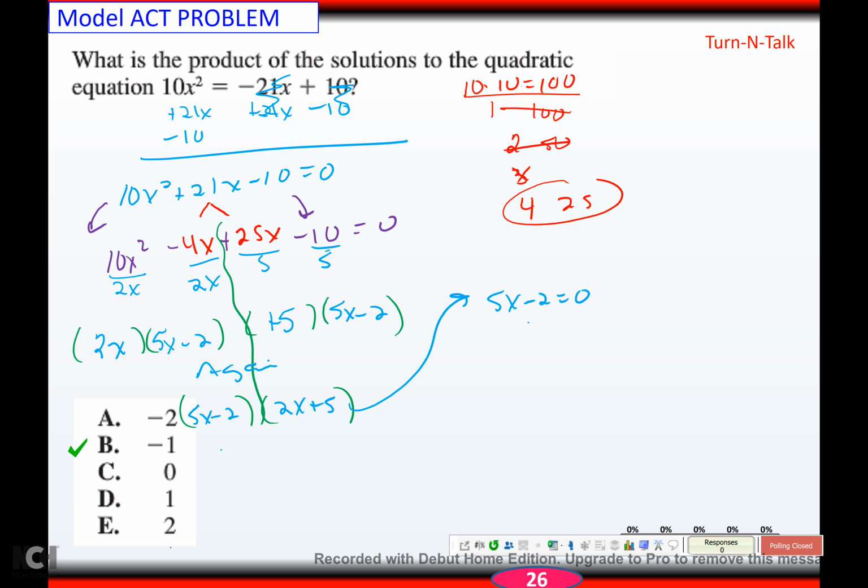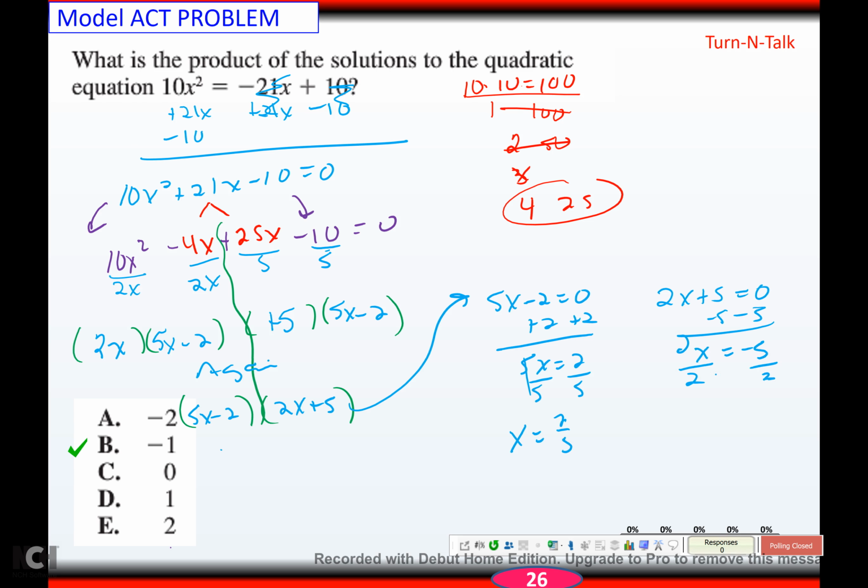Okay, so if I get these solutions, 5x minus 2 equals 0, add 2, 5x equals 2, divide by 5, divide by 5, x equals 2/5. Then I have 2x plus 5 equals 0, minus 5, 2x equals negative 5. Divide by 2, divide by 2, x equals negative 3.5, negative 2.5, negative 5 halves. Let's just leave a fraction.